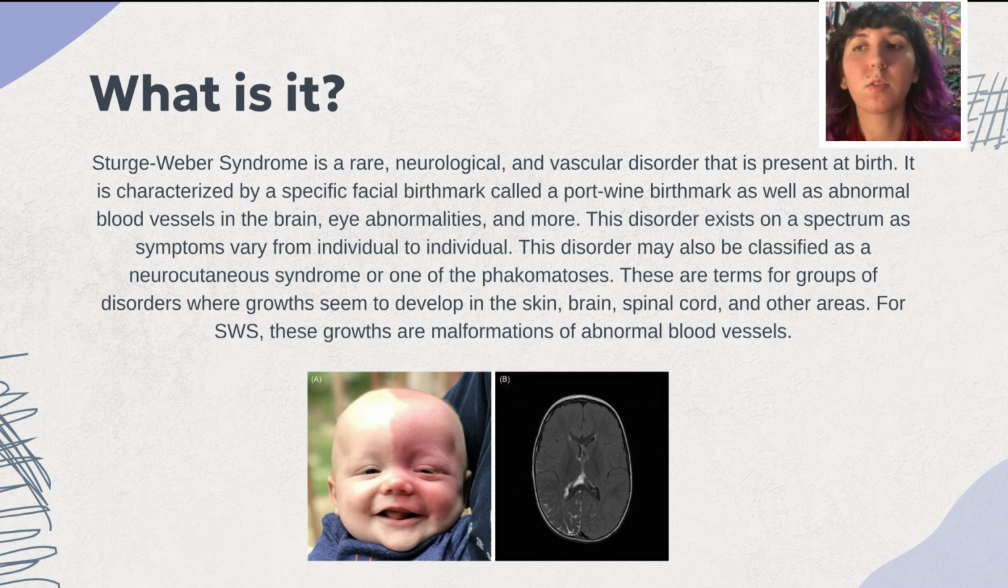This disorder may also be classified as a neurocutaneous syndrome or one of the phacomatoses. These are terms for groups of disorders where growths seem to develop in the skin, brain, spinal cord, and other areas. For Sturge-Weber syndrome, these growths are malformations of abnormal blood vessels. And as seen in the picture below, we can see what the facial birthmark or the port wine birthmark would look like.